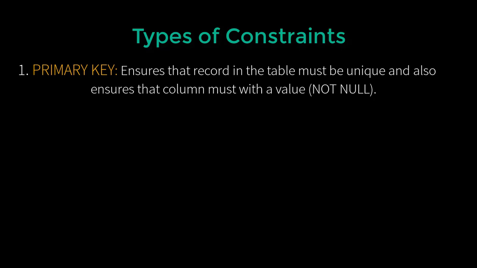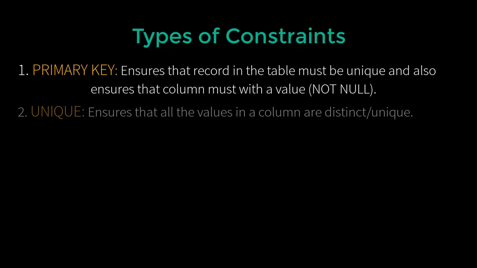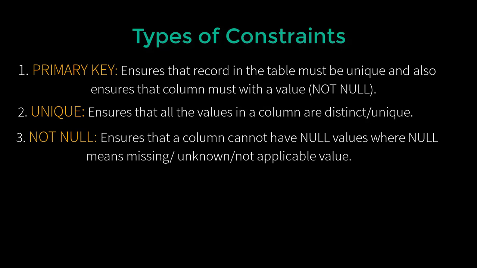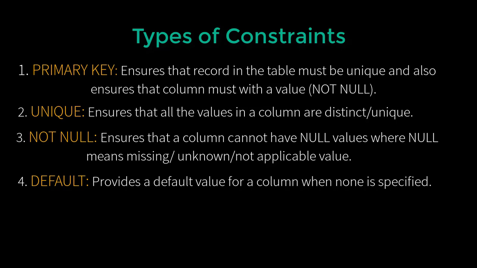First one, primary key. It ensures that each record in the table must be unique and also ensures that the column must come with a value, meaning not null. Second, unique. It ensures that all the values in a column are distinct or unique. Third, not null. Ensures that a column cannot have null values, where null means a missing, unknown or not applicable value. Fourth, default. It provides a default value for a column when none is specified.